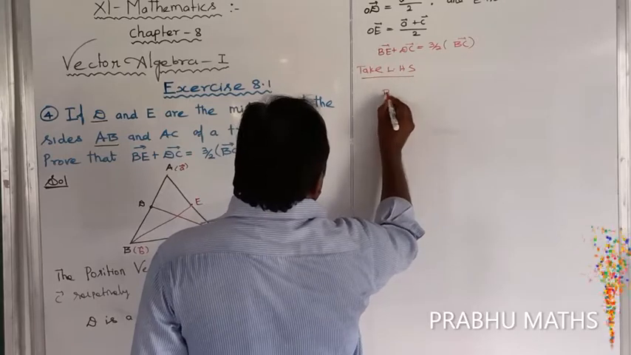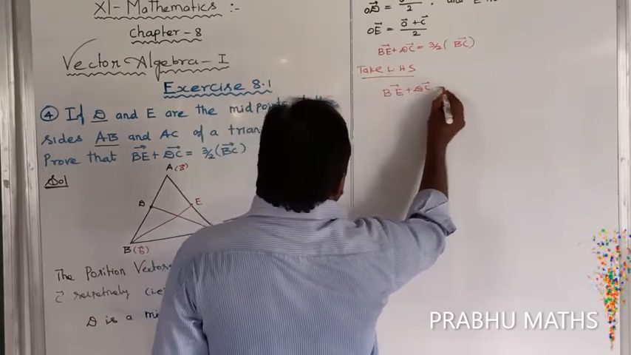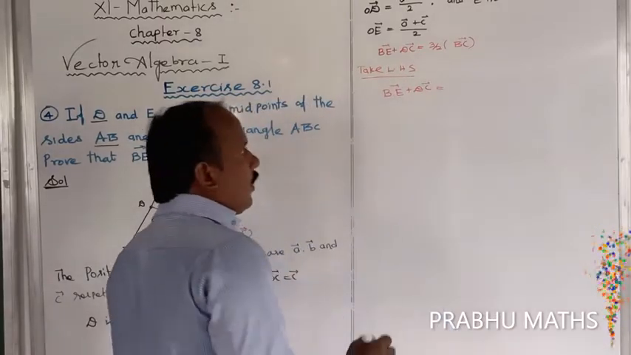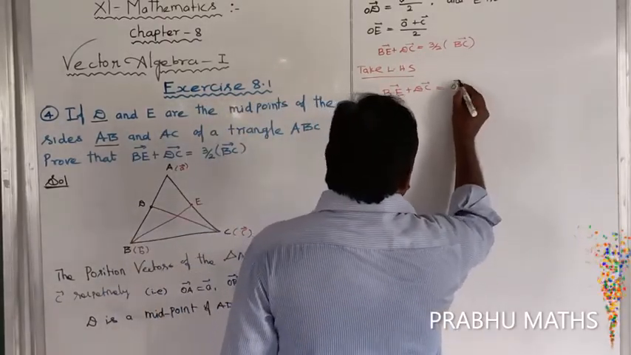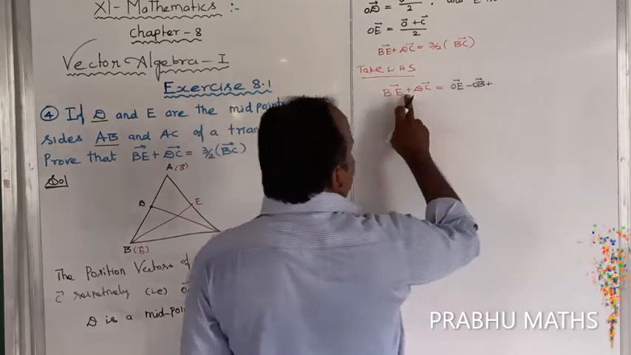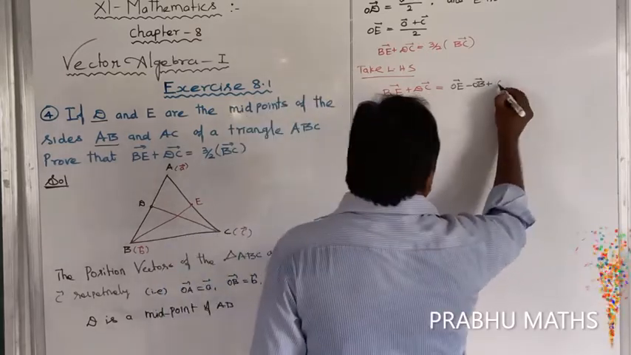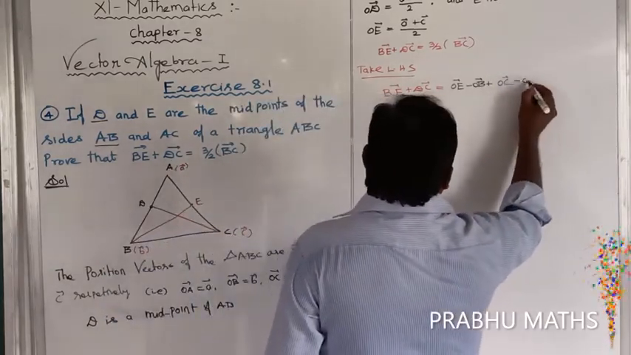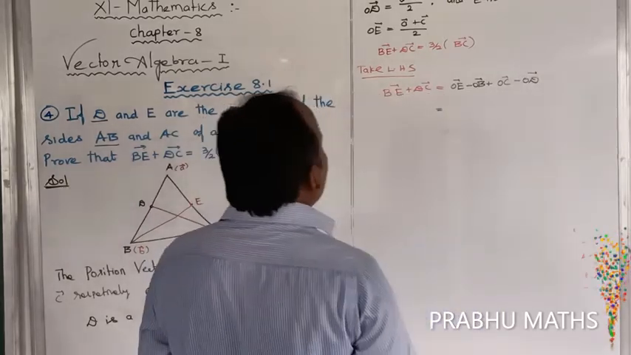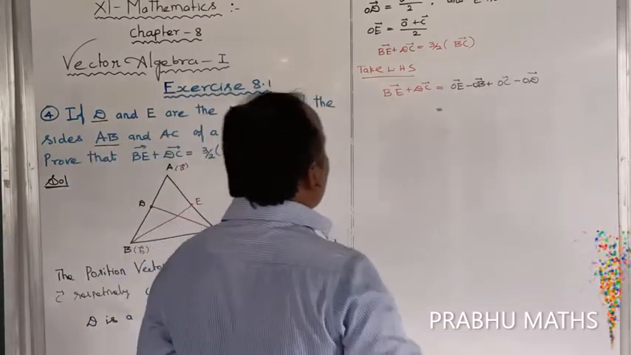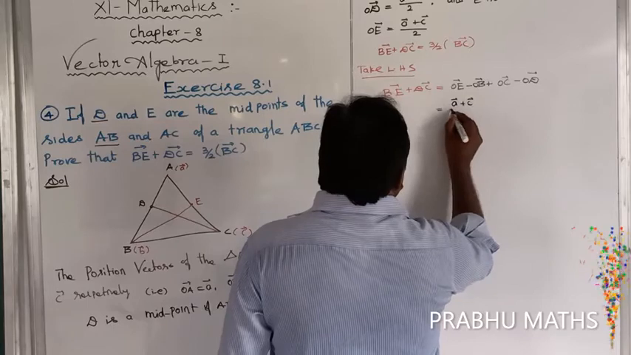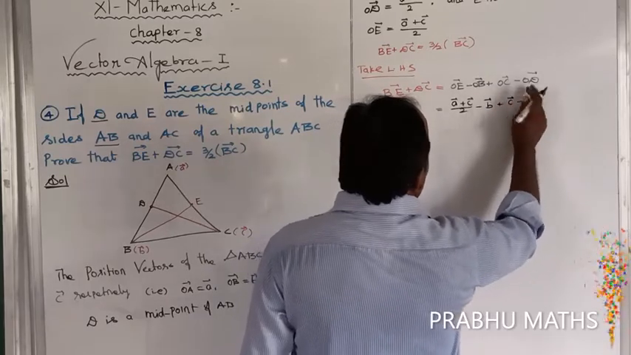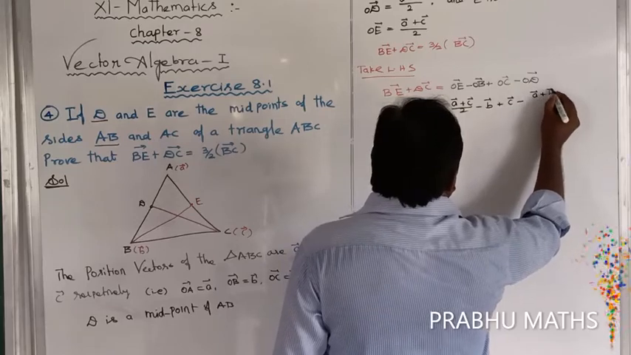The LHS is BE vector plus DC vector. The position vector of BE is OE vector minus OB vector, plus the position vector of DC, which is OC vector minus OD vector. OE vector is A plus C by 2, minus OB vector, which is B vector, plus C vector minus OD, where OD vector is A vector plus B vector divided by 2.